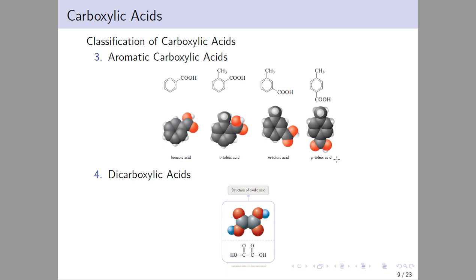So the last one is the dicarboxylic acid. So we can see here C, C. These are carboxylic acid, and this one is also the carboxylic acid. Okay, so we combine two, making this a double or dicarboxylic acid.